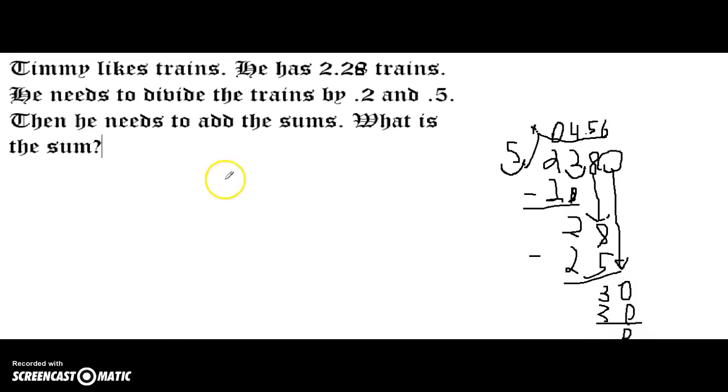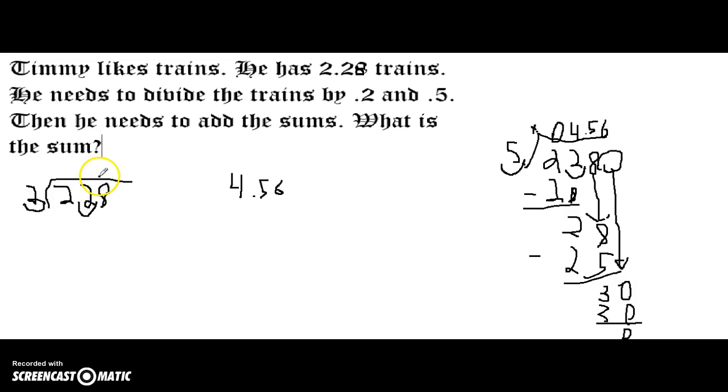So we did the first problem. We can write this number off to the side. 4.56. Now we have to do the other problem. So now we have to do 2.28, divided by 0.2. And of course, again, you have to make the 0.2 a whole number because you can't divide decimals. Do the same to 2.28, making it 22.8.